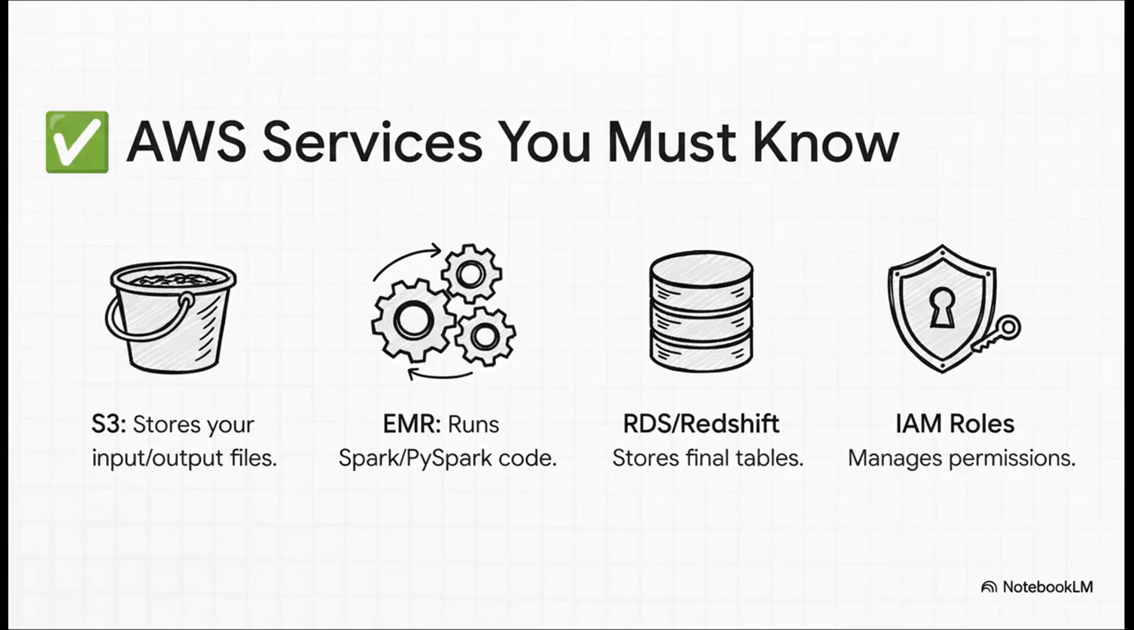All right, first things first, you've got to know your toolkit. These 4 AWS services are the building blocks for the whole exam. You've got S3, which is just where your files live. You've got EMR, which is the big engine that runs all your code. Then there's RDS or Redshift, the database where your final answer goes. And finally, IAM roles, which just handle all the permissions to make sure these things can talk to each other. Get comfortable with these 4.